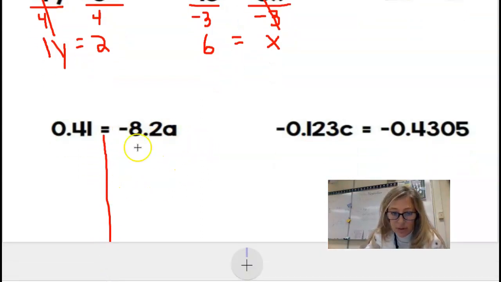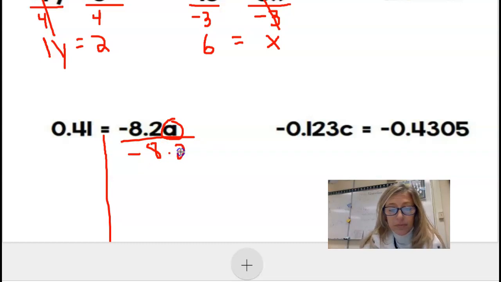This is the right side of the equation, and the right side of the equation is where my variable is. Let's circle it. I need to get that a by itself. Well, a is being multiplied by another number, so I should divide it. Let's divide by negative 8.2. And whatever I do on the right side, I also have to do to the left side. So let's divide that by negative 8.2.